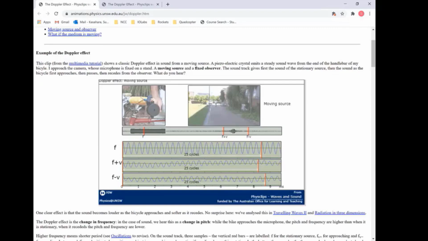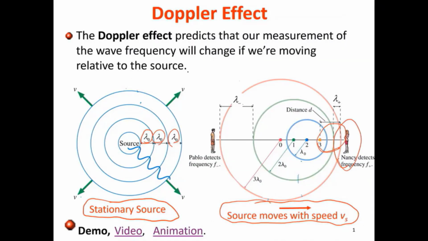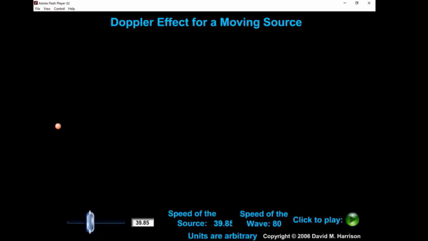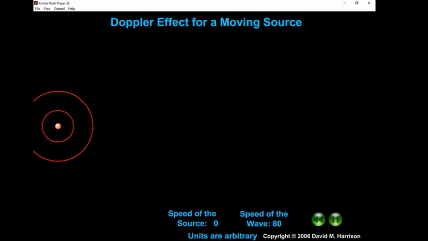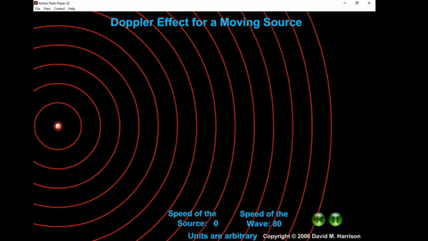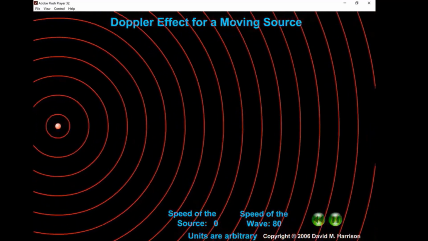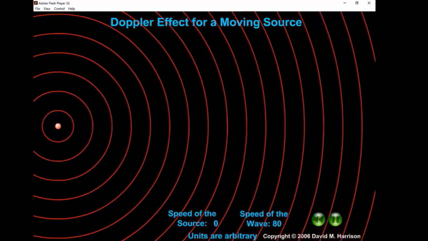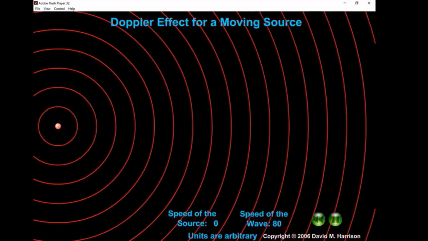The second simulation I want to show is that of an animation. In this animation, there's a source indicated by the red dot on the left side of the screen, and we can control the speed of the source. I'm first going to turn the speed of the source down to 0, and then I'll click play. What we see here being emitted are the crests of the sound wave emanating outward uniformly in all directions. And so this shows the expected even distribution of wave crests.